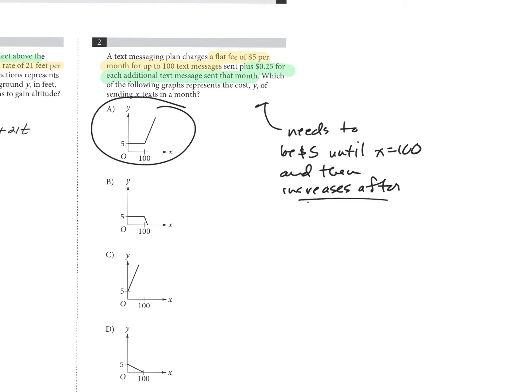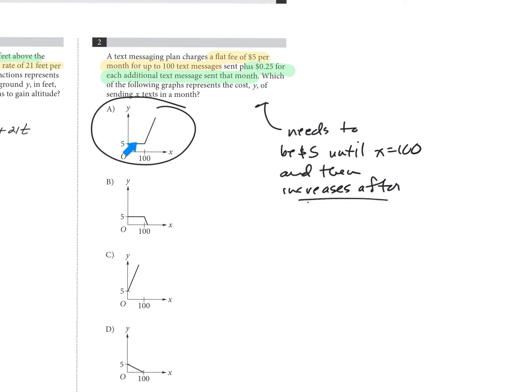So number 2 says a text messaging plan charges a flat fee of $5 per month for up to 100 text messages plus 25 cents for each additional text message sent that month. Which of the following represents the cost y of sending x texts in a month? And I circled A, and you can see the answer.